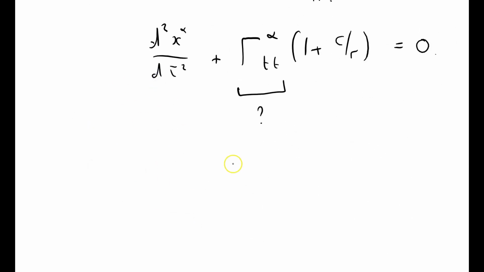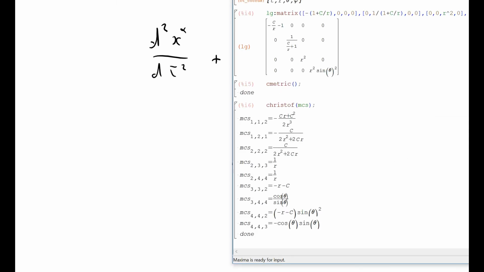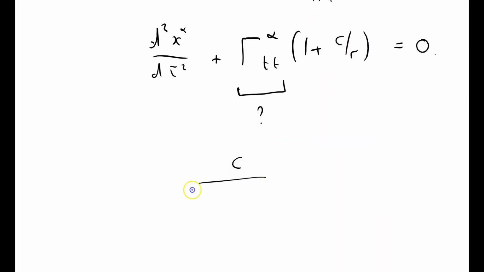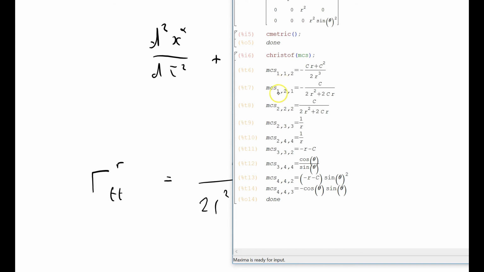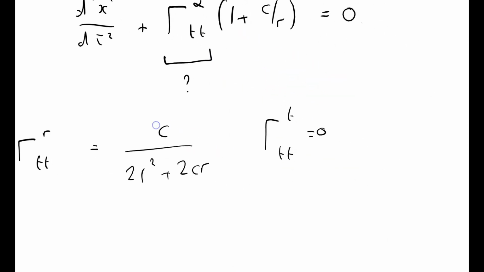That's equal to C over 2R squared plus 2CR, over 2R squared plus 2CR. And that equals the RTT component. The other ones, the time component, are equal to 0. As we saw from here, there's no other match with a 1 there and a 1 there. So the other components are 0. Theta TT equals phi TT equals 0.